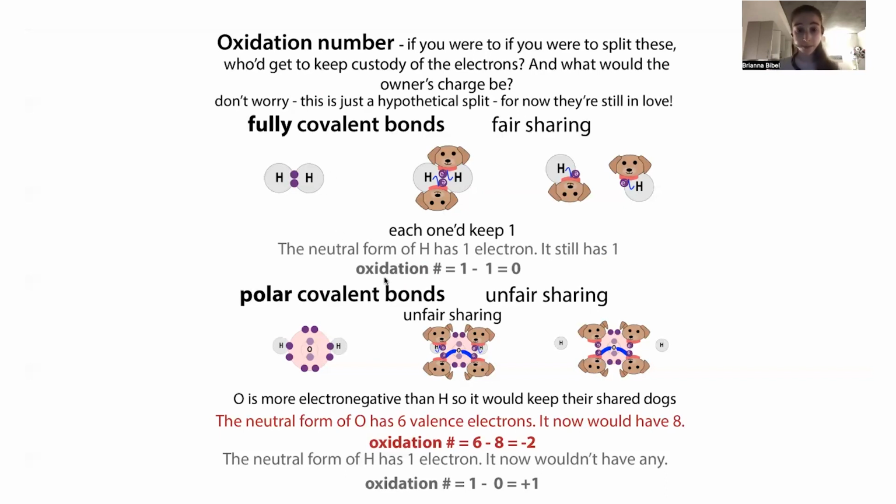Okay, well, what if you have molecules bound together that are unequal sharers? There can be a variation in how unequal the sharing is, and we'll get to this in a minute. But those electrons, like the dogs, are going to want to go to the more electronegative atom, the nicer dog walker, the louder dog walker, the stronger dog walker.